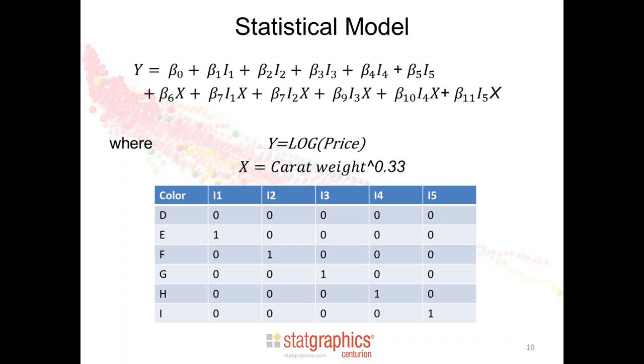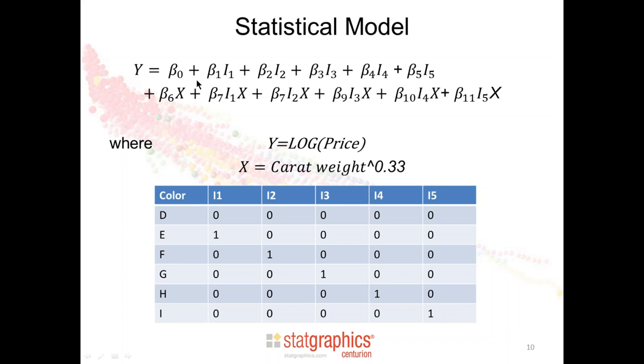To handle color, we're going to construct indicator variables. Those of you who've taken a course in regression will be very familiar with this. In order to handle, for example, 6 levels of color, D, E, F, G, H, and I, you construct 5 indicator variables, some people call them dummy variables, that you can then enter into the model. The way we're going to define the indicator variables initially, the first indicator variable, I1, will be 1 if a diamond is color E and 0 if it's any other color. I2 will be 1 if it's color F and 0 otherwise. I3, I4, and I5 also will be 1 for particular colors.